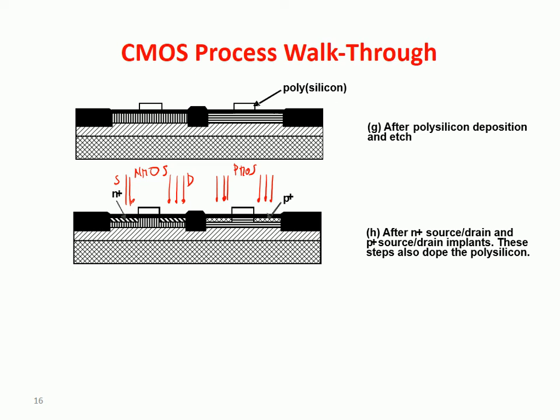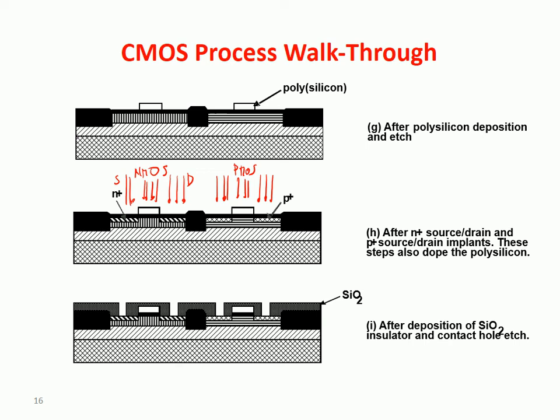Of course, we also dope the polysilicon in the process because the polysilicon is not masked, but it's useful to dope the polysilicon. And then after that, we need to etch the silicon oxide over the gate and to deposit the insulator in order to put the metal layers on top. So this is again another insulator that we deposit, in this case silicon oxide.